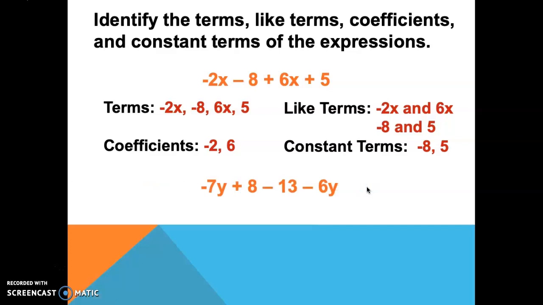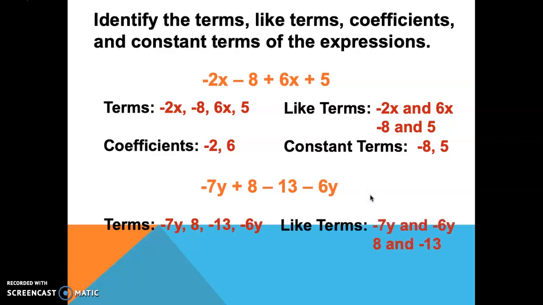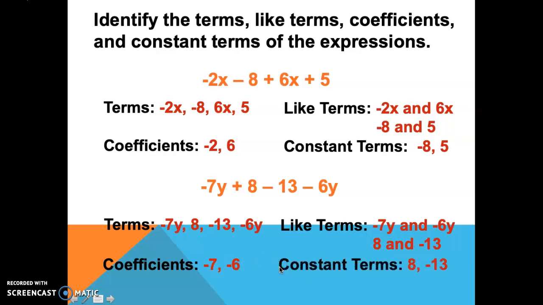Here's another one to look at. Negative 7y plus 8 minus 13 minus 6y. Your terms, you list them all: negative 7y, 8, negative 13, and negative 6y. The like terms are negative 7y and negative 6y. They both just have the y. And then 8 and negative 13. The coefficients are the numbers in front of the variables, so negative 7 and negative 6. And the constants are the numbers without any variable, so 8 and negative 13.